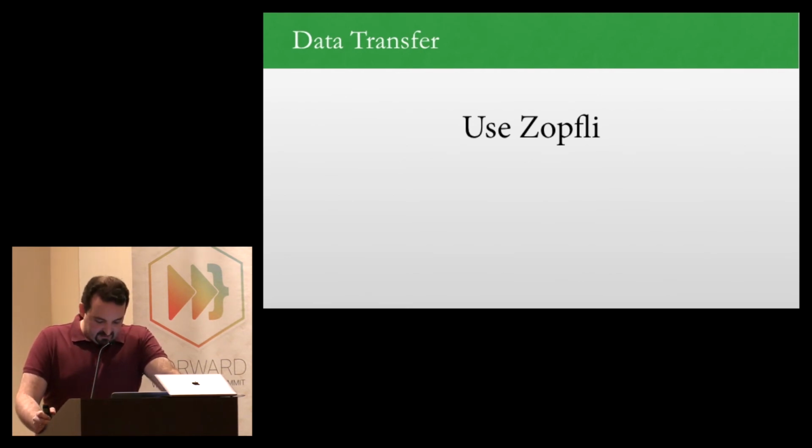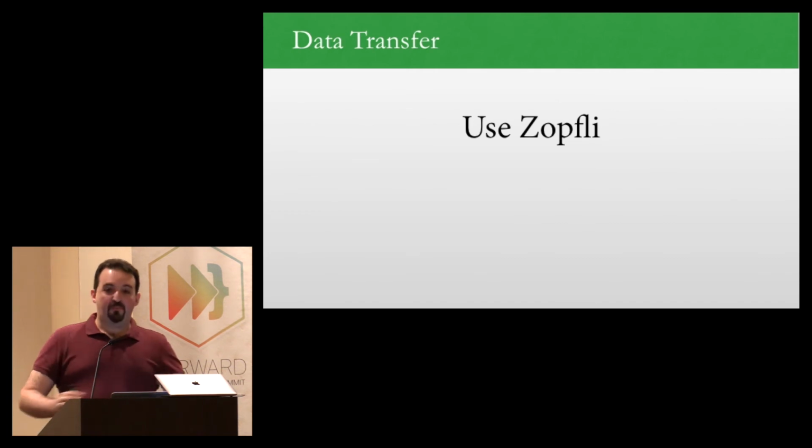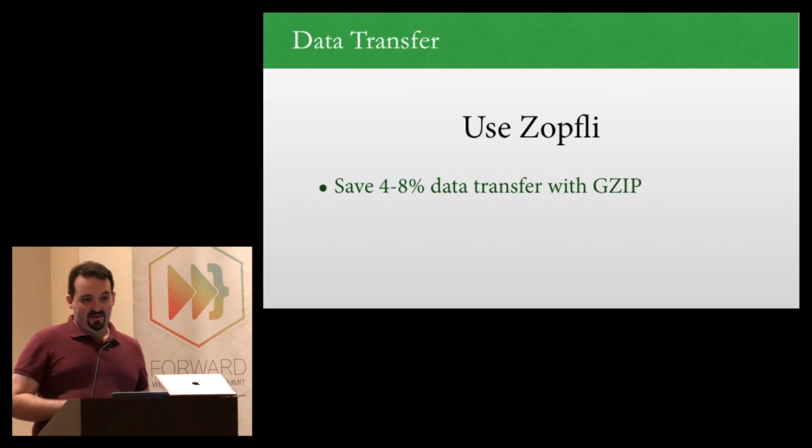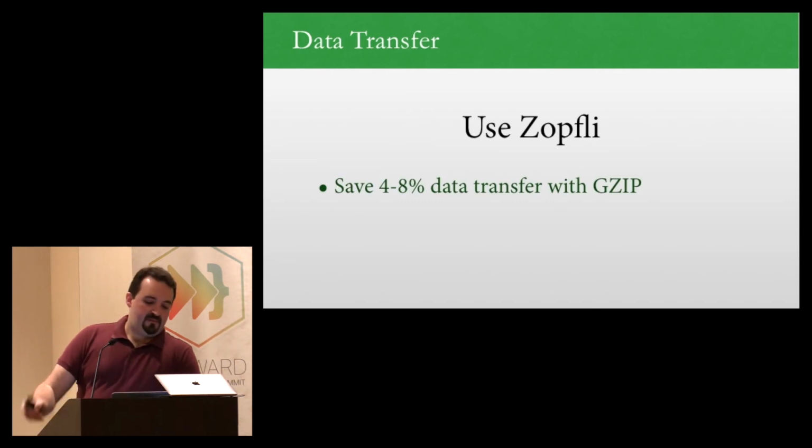So Zopfli is a new compression encoding algorithm for gzip and deflate. That means that the same HTML, the same CSS, the same JavaScript that you have can be compressed in the same gzip format, okay, saving more bytes. And that means less time on the network. So you can save from 4 to 8% of data transfer. And because it's using gzip, it works everywhere on every browser.